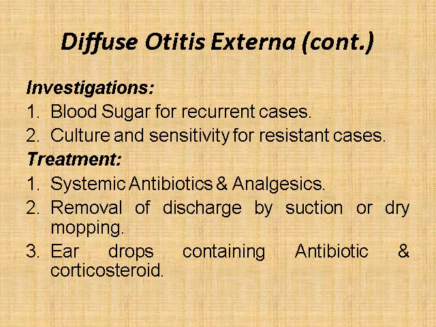What are the investigations needed for a case of diffuse otitis externa? For recurrent cases, definitely we have to exclude diabetes, again, the blood sugar. And this is different than furunculosis, because in furunculosis we don't need culture and sensitivity, as we know the causative organism, the Staph aureus. But in cases of diffuse otitis externa that are resistant to treatment, we can make use of the culture and sensitivity from the discharge.